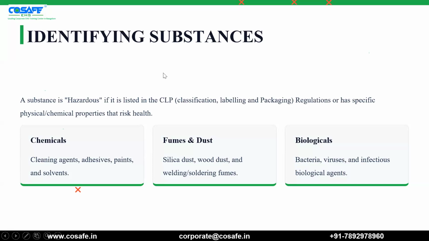So let's see what hazardous substances are present on site. First of all, chemicals. In many construction sites, the chemicals commonly used are paints, cleaning agents, adhesives, solvents, and so on. Then fumes and dust: silica dust, wood dust, and welding and soldering fumes. These are hazardous things which, when exposure occurs over a prolonged duration, might cause serious health issues.